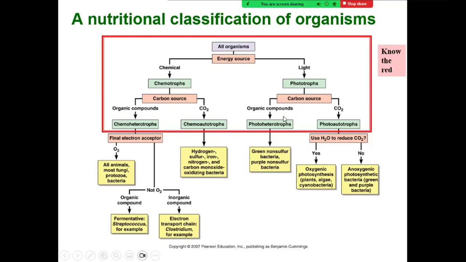All right, the photoheterotrophs, you don't need to know the example of them because I'm sure no one has ever heard of the green non-sulfur bacteria. Let's come back to the chemotrophs. You can divide them by where they get their carbon source. If they get their carbon from an organic chemical compound, they are a chemoheterotroph. And animals, fungi, protozoa, most bacteria are actually chemoheterotrophs.